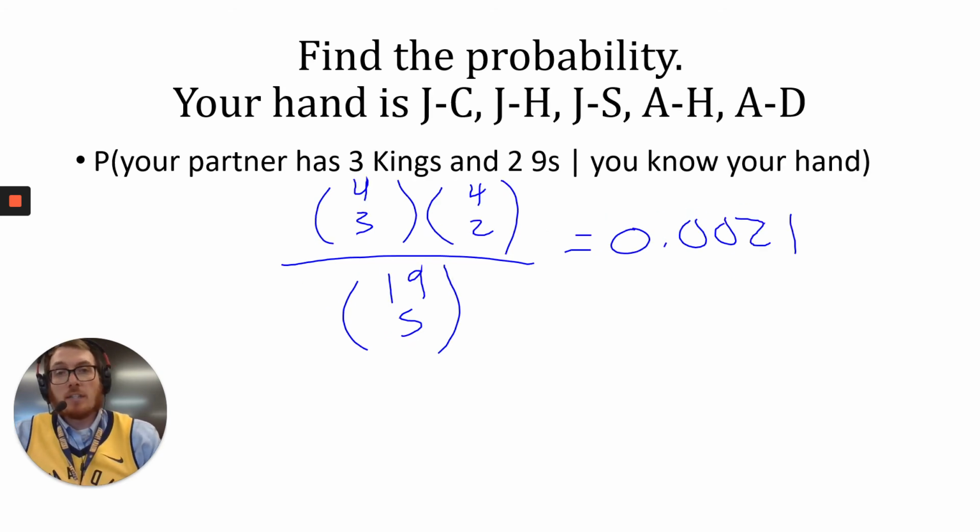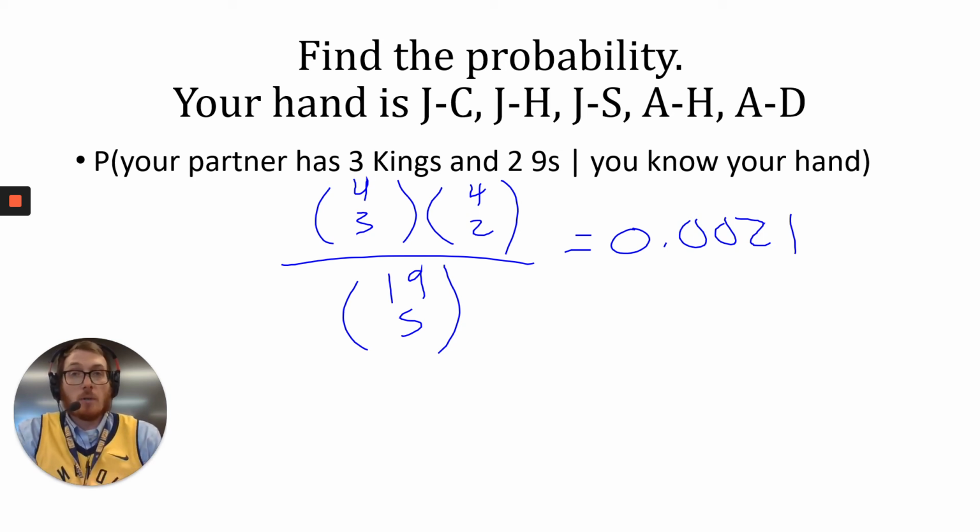The next one, 3 kings and 2 nines. Now this time I have a different hand. I've got 3 jacks here and 2 aces. So for the numerator, I don't have any of the kings, so that's 4 choose 3. I don't have any nines, so that's 4 choose 2. That's 5 cards total. But the denominator is still 19 choose 5 because I still know my hand.